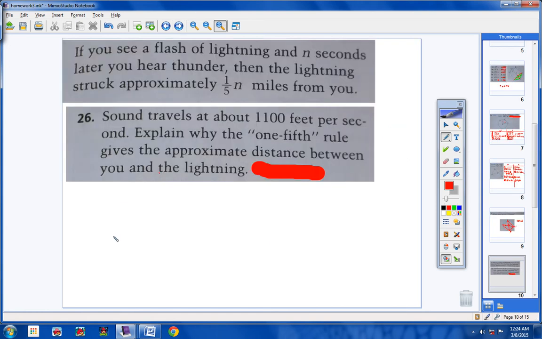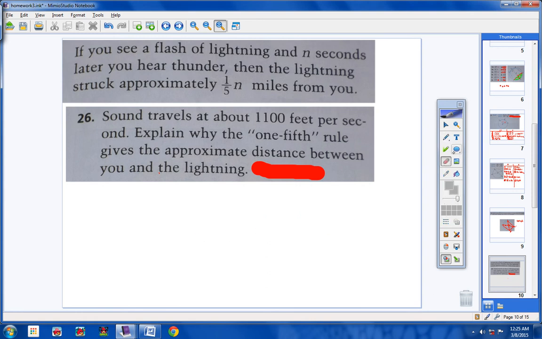Alright, number 26. If you see a flash of lightning, and t seconds later you hear thunder, then the lightning struck approximately t/5 miles from you, with t referring to the seconds, of course. So if you see lightning and then hear the boom 6 seconds later, you just take 6 times 1/5, which gives you 6/5, and then you know approximately how many miles away it was. 1 1/5 miles away. That's what this formula means.